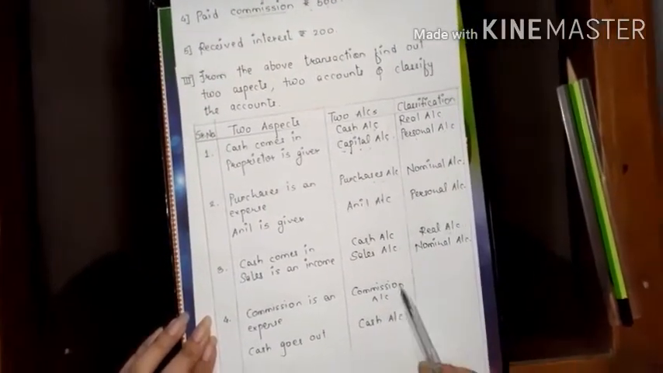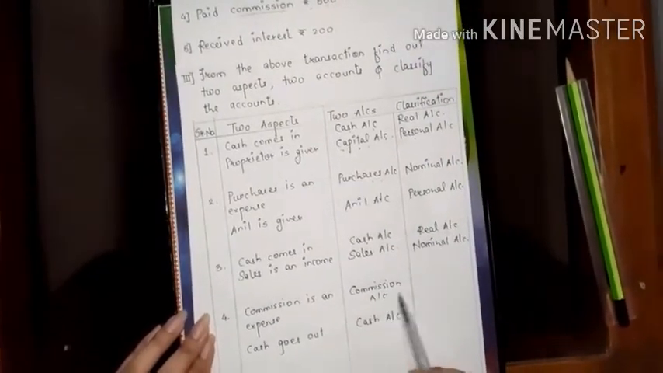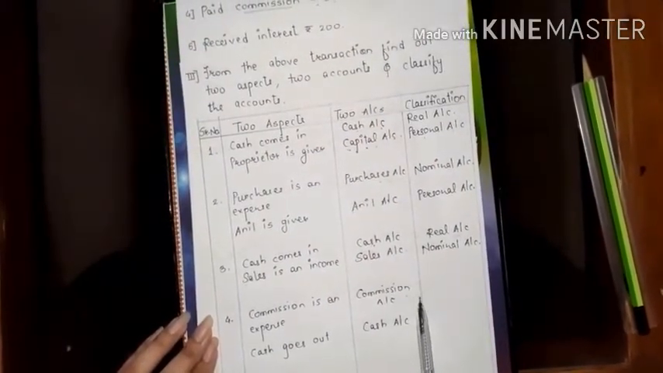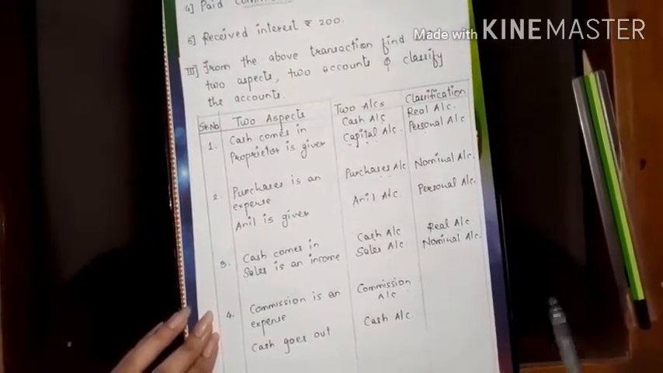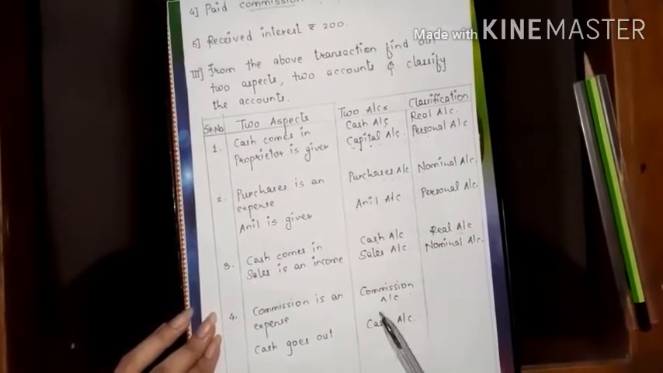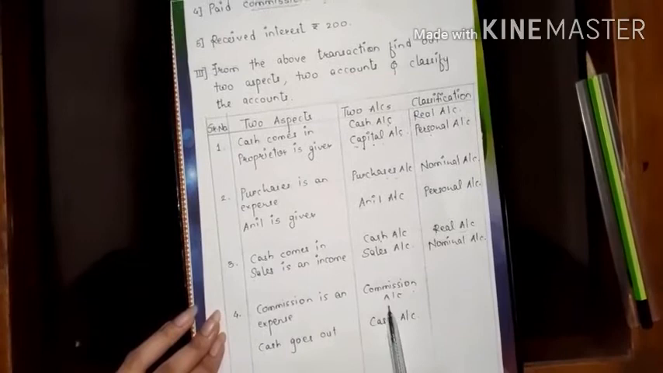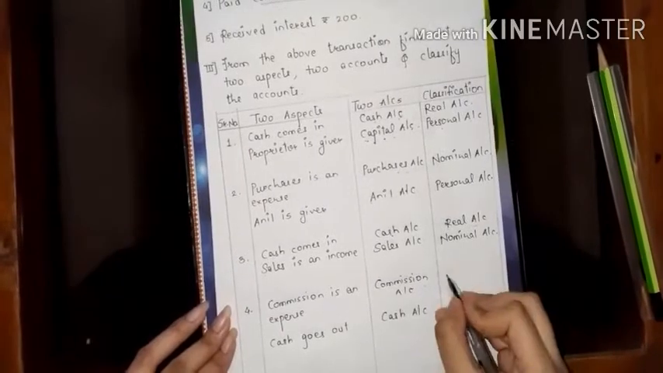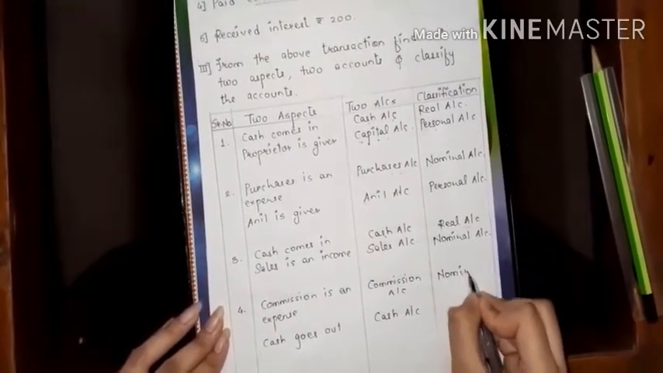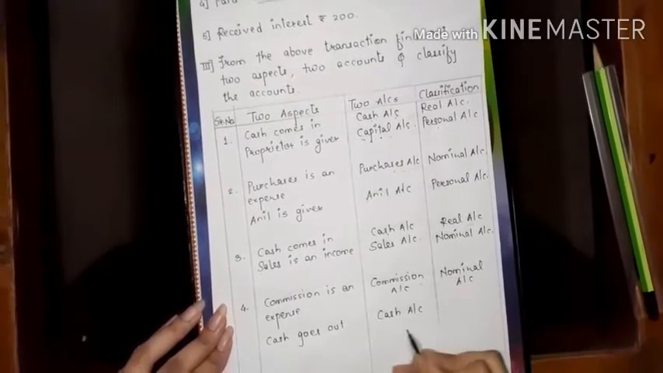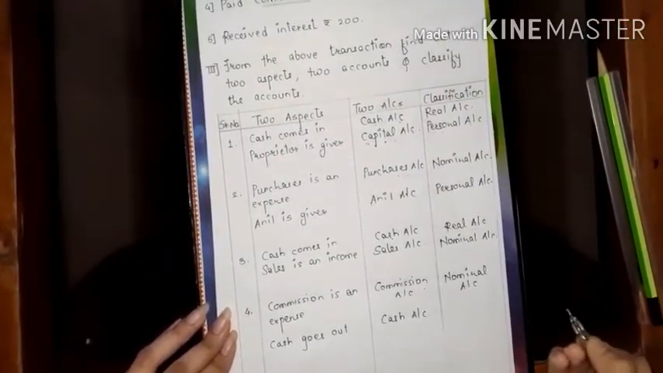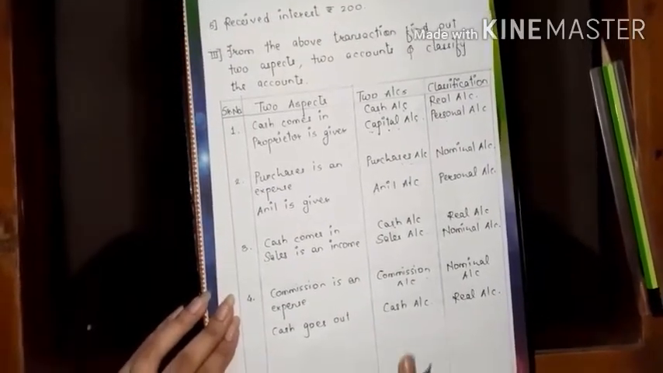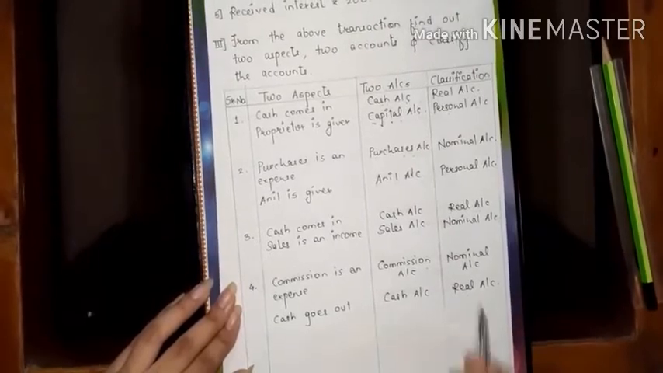Okay, now we have to classify these accounts. Now commission account, we have paid it, this is our expense, that is why it will appear in nominal account. Rule as it says, debit all expenses and losses, credit all incomes and gains. In this transaction we have incurred expense, we have paid commission, that is why this account will go in nominal account. And cash account, as by now we know that it is a real account, it is our asset, it has gone out of the business because we have paid commission through cash, so real account.